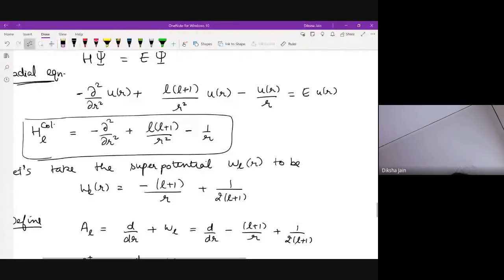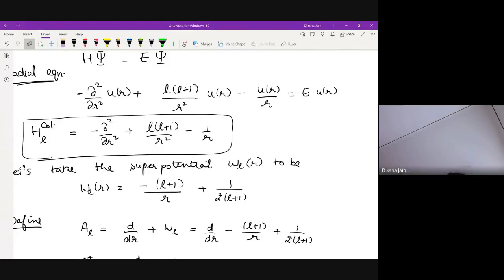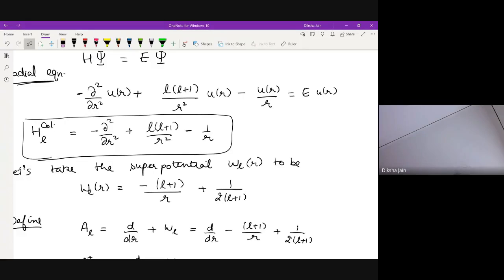I don't know. I haven't tried to do it, so I don't know. So I have a term like 1 over R square plus R square, so A by R square plus B R square. Can I construct a superpotential? I don't know, I can try.